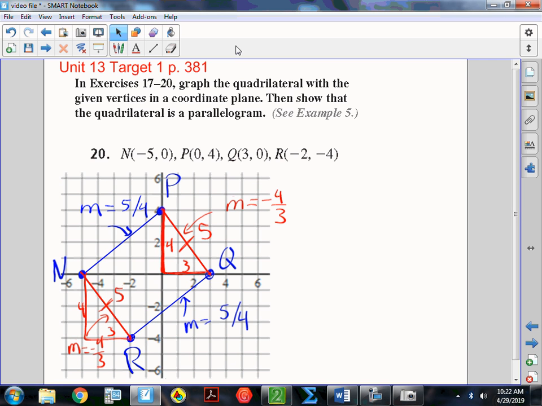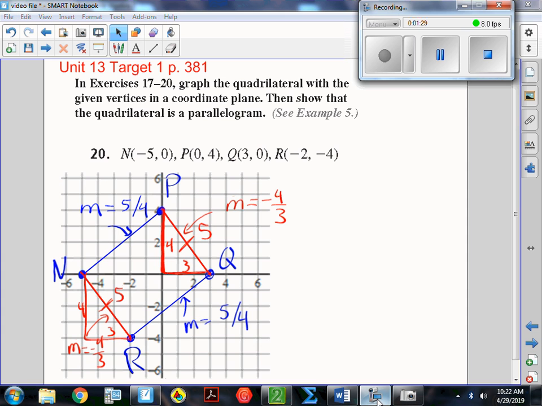So if I just did the red and never did anything with the blue, I'd have enough information to show a parallelogram. One set is parallel and congruent. But I can also find both slopes instead and show that both pairs of sides are just parallel with the same slope.